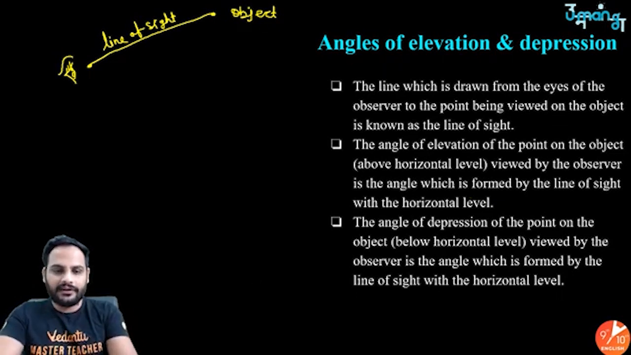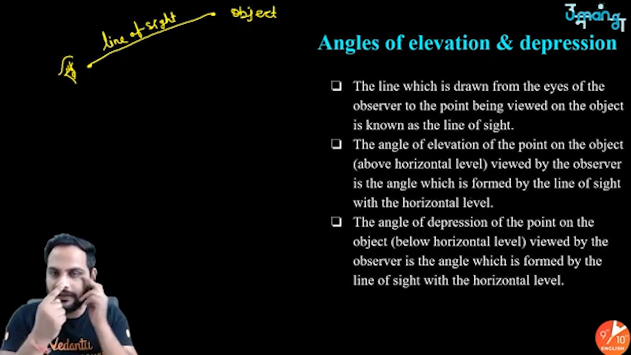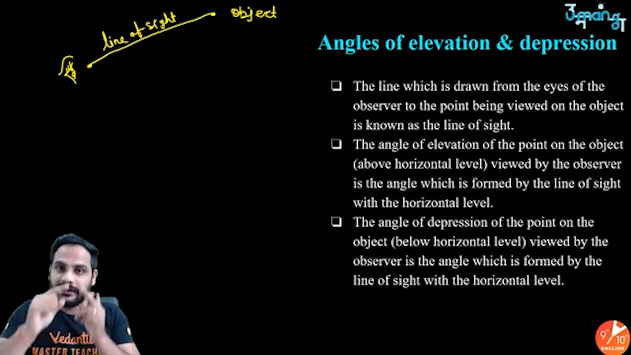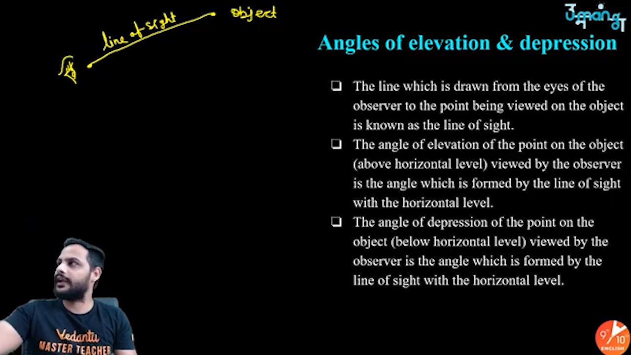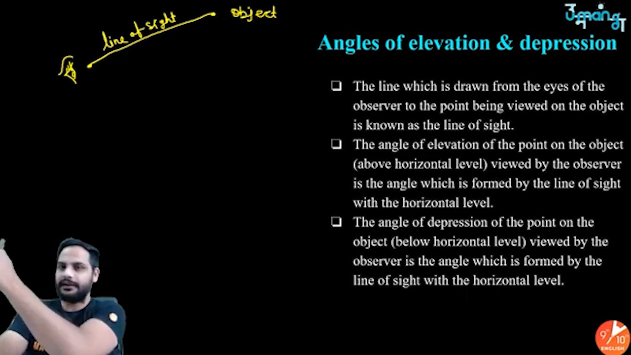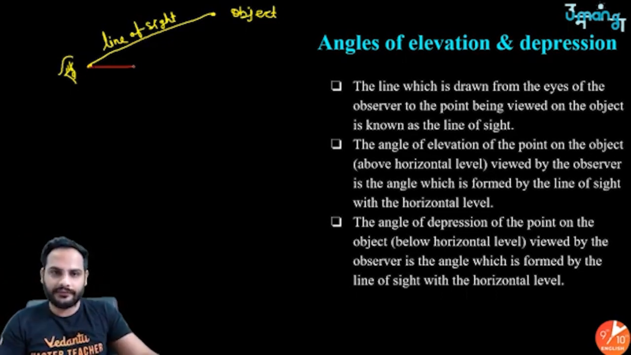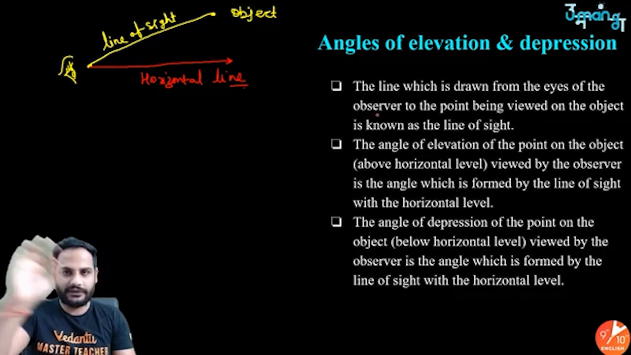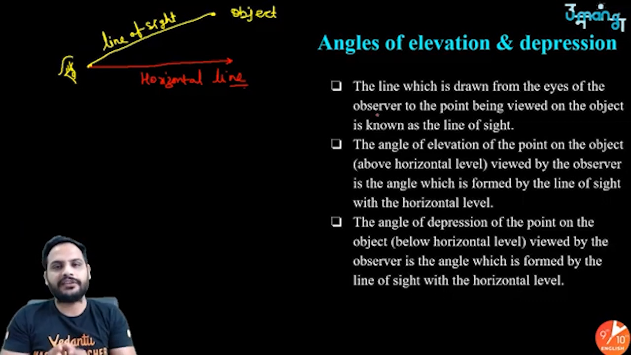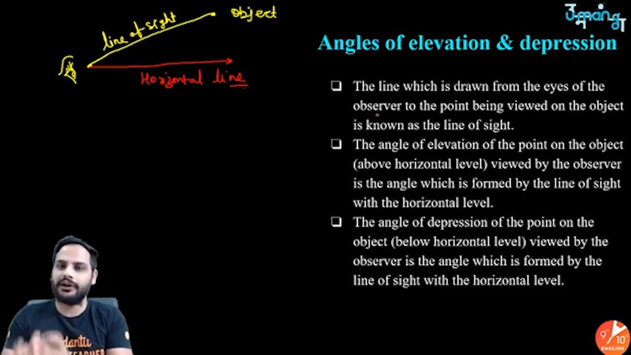And one more line we can draw. See, so two lines will come from the eye of the observer. One is the line of sight, which joins the eye of the observer with the object, wherever he is looking. So if I'm looking at, suppose, the tip of my finger, this will be the line of sight. The other line is the horizontal line. This is your horizontal line. So horizontal line also will be drawn from the eye of the observer. So these are the two important things. Wherever the object is, join the eye of the observer with the object, line of sight, and the other is horizontal line. Between these two lines only, your angle of elevation or angle of depression will lie.